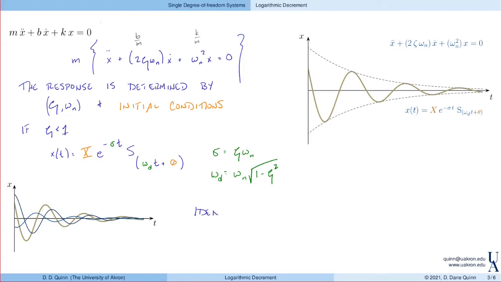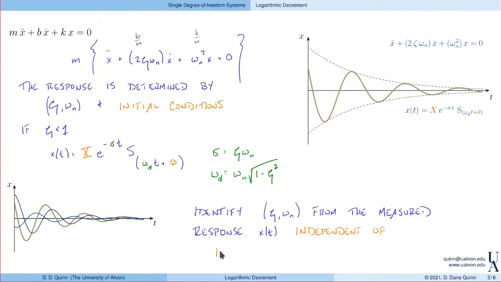Identify the damping ratio and natural frequency from the measured response. So again, that's x of t. And we want to do this in such a way that it's independent of initial conditions.